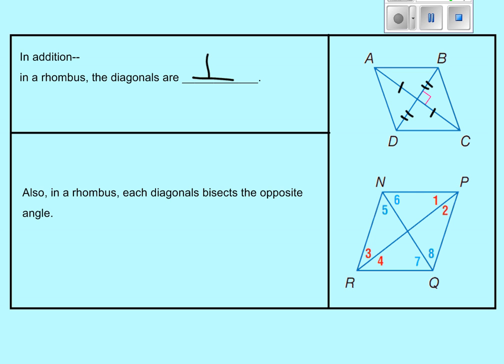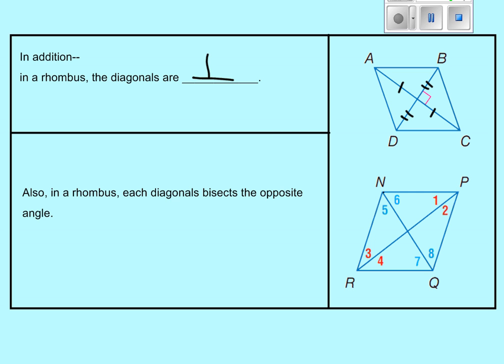Now, what you have to be careful of is this. In a rhombus, the diagonals aren't congruent to each other like in a rectangle. But they are perpendicular to each other. Let me say that again. In rectangles, the diagonals are congruent. In a rhombus, they are not. Also, in a rhombus, the diagonals bisect the opposite angles.